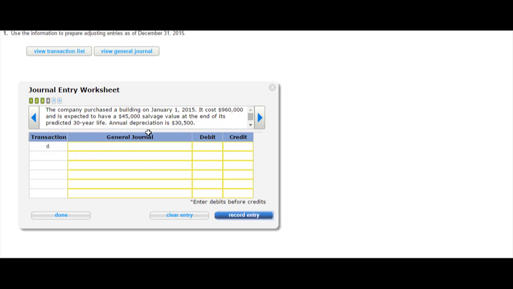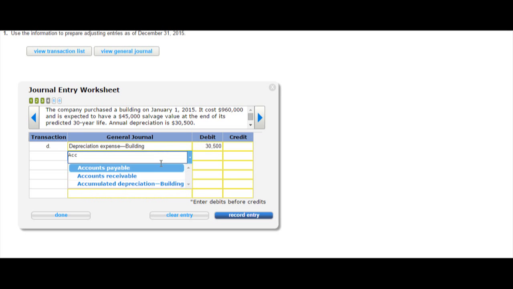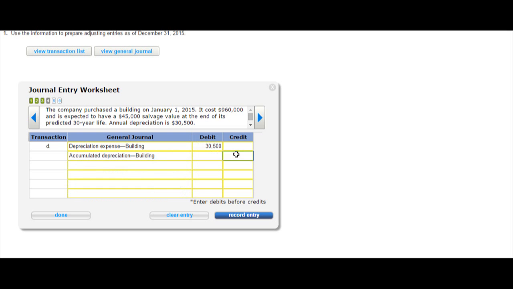Purchased a building on January 1st, 2015, cost $160,000. Expected to have a $45,000 salvage value at the end of the predicted 30-year life. Annual depreciation is $30,500. They've already given you the amount. You don't have to calculate it. You just need to record depreciation expense on the building of $30,500 and credit accumulated depreciation on the building of $30,500.